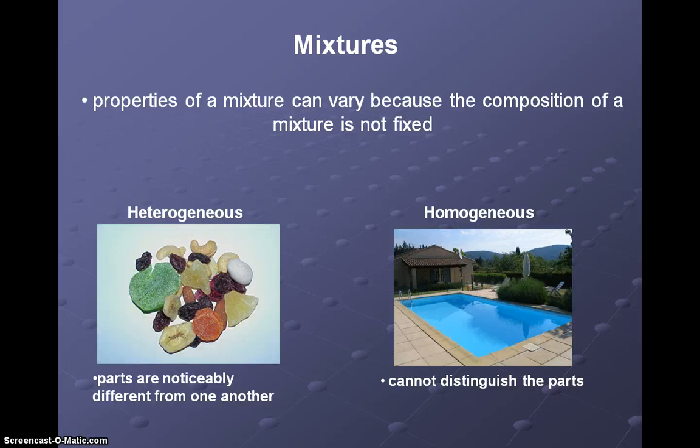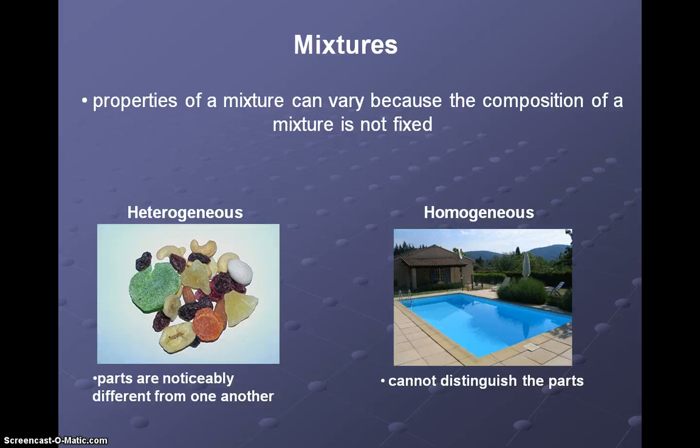And a mixture can have a varying composition. Not like a compound that has a fixed composition, but mixtures can have varying compositions. And there's two different types. We have heterogeneous or homogeneous. Okay, and the prefixes of those words really kind of tell you what they mean. Hetero means different, homogeneous or homo means the same.